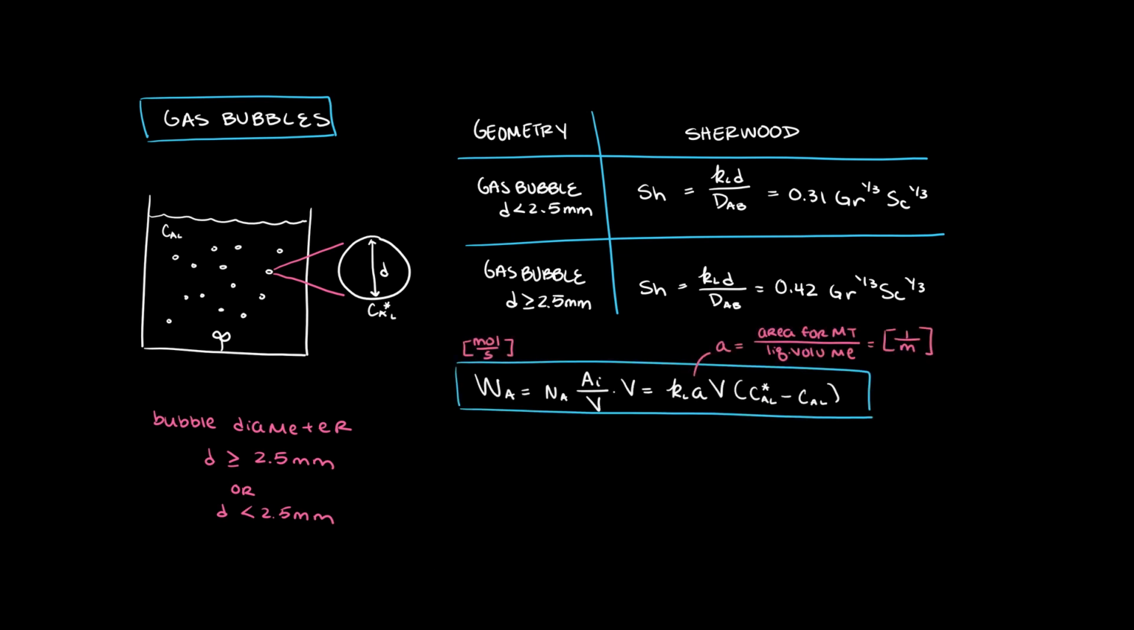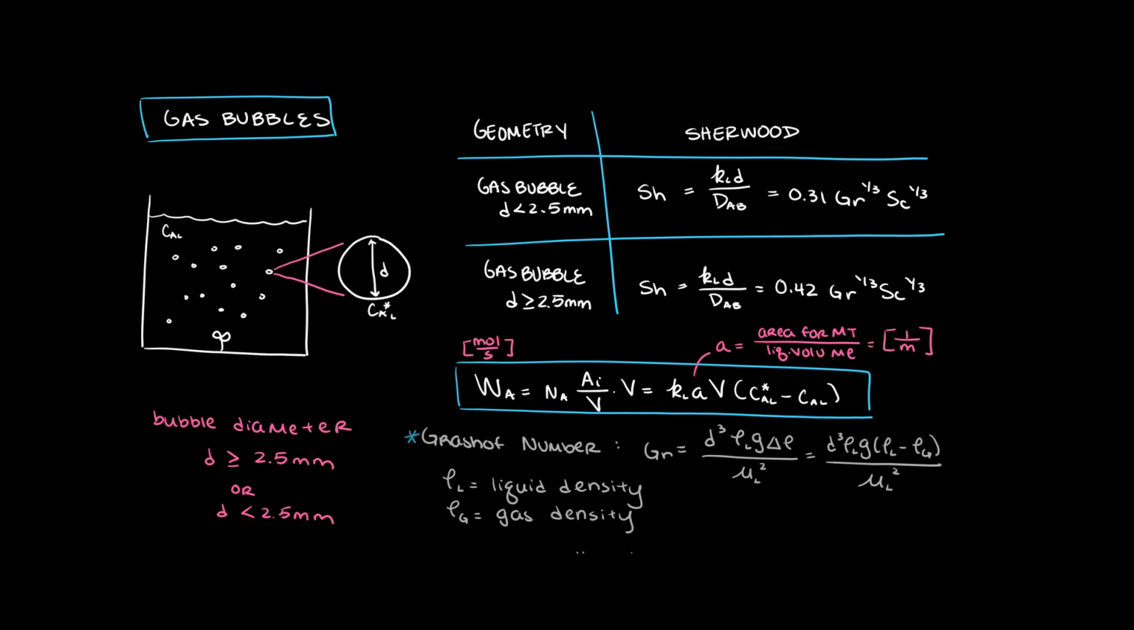You might see a new formula for the mass transfer rate, denoted Wa, with units of moles or mass over time. The little a is the ratio of the area available for mass transfer to the liquid volume and has units of inverse meters or inverse length. You will likely be given the value of a in the problem.